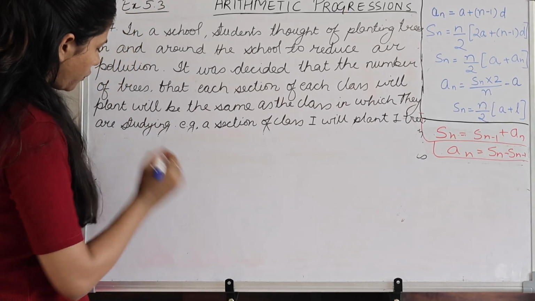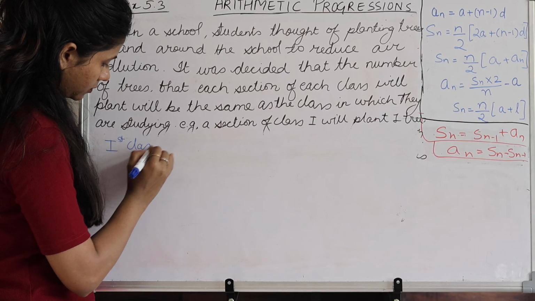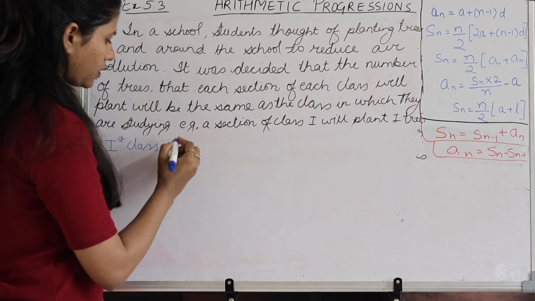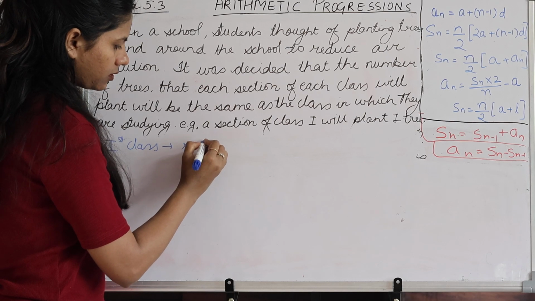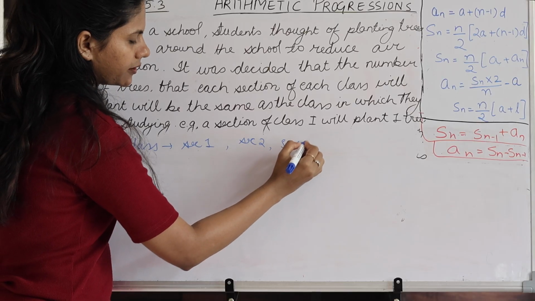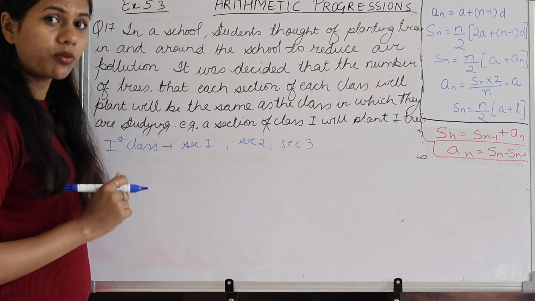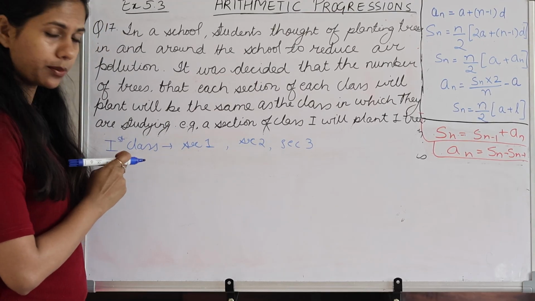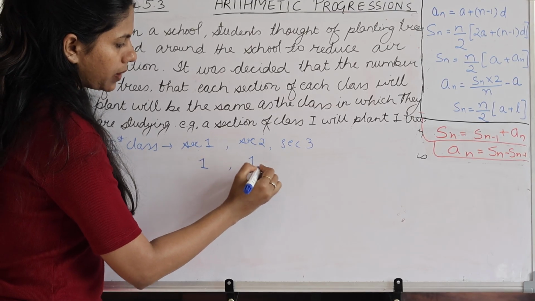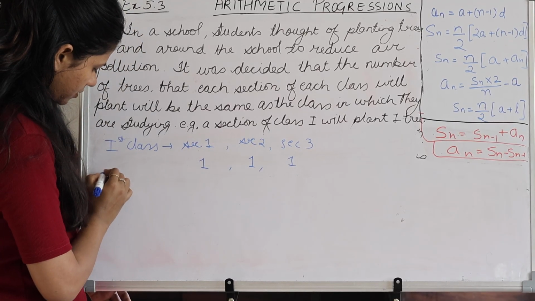So first class. How many sections are there in first class? 3 sections. First class, section 1, section 2, section 3. First class section 1 will be planting how many plants, the same as the class in which they are studying. So 1 plant. Section 2, 1 plant. Section 3, 1 plant.